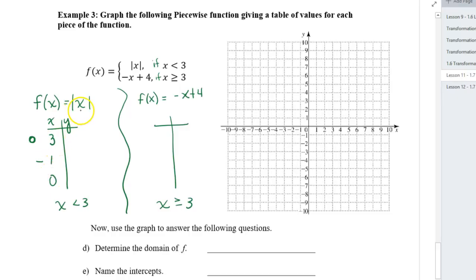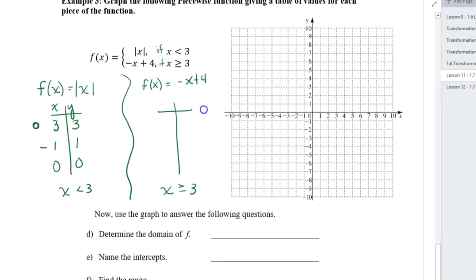So if I plug in 3, the absolute value of 3 is 3. The absolute value of negative 1 is 1. And the absolute value of 0 is 0. So now to graph this piece of the function, I'm going to have the point 3, 3, but there I'll have an open circle. I'll have the point 0, 0, and I'll have the point negative 1, 1. And if you remember, the graph of an absolute value function is V-shaped, so it's going to look like that.